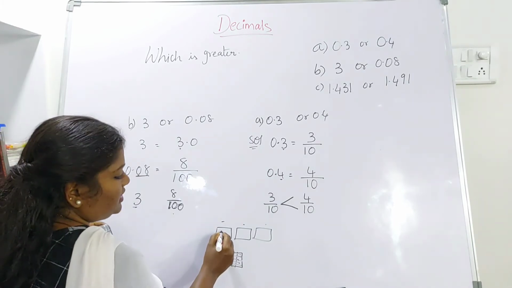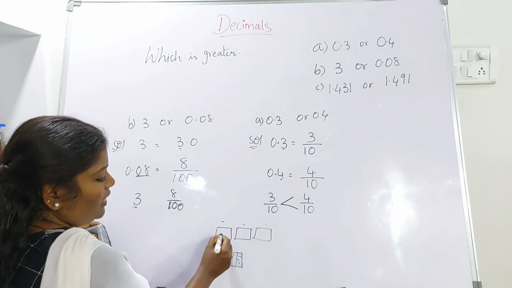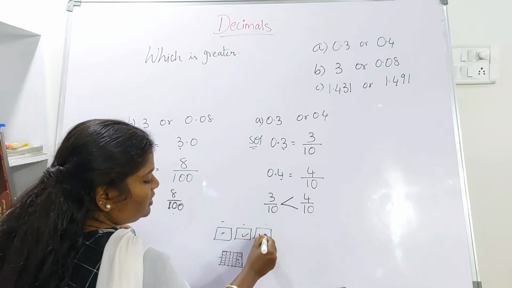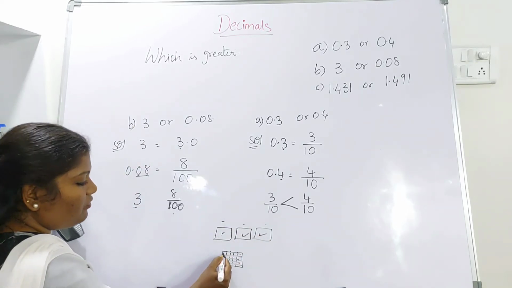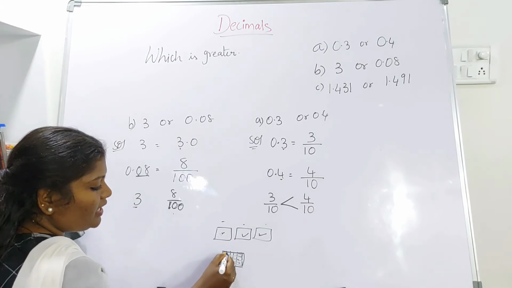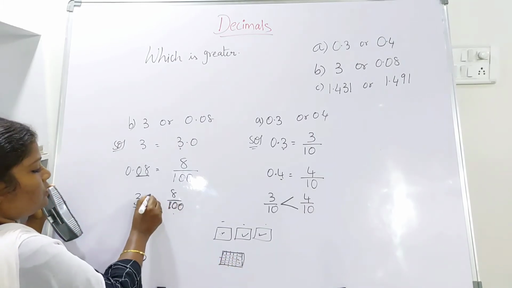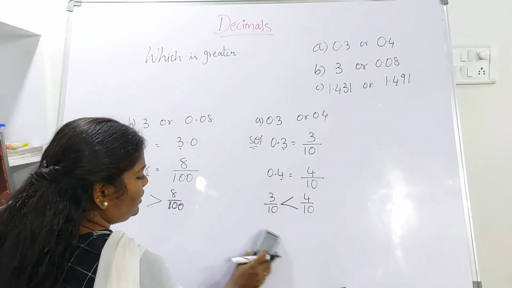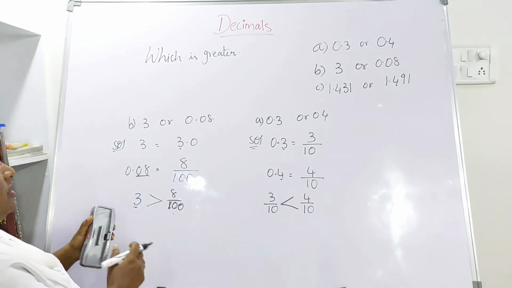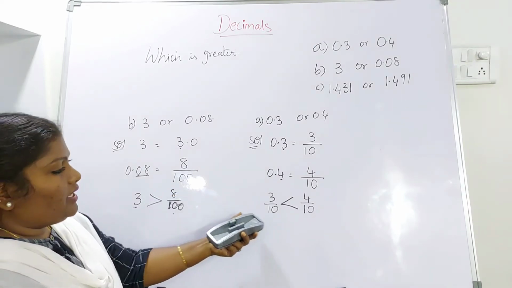So obviously 3 is greater because you have whole 3 numbers here, whereas here one part is being divided into 100 parts. So 3 is greater. There is another way to compare the fractions. If it is a like fraction, you can directly do.